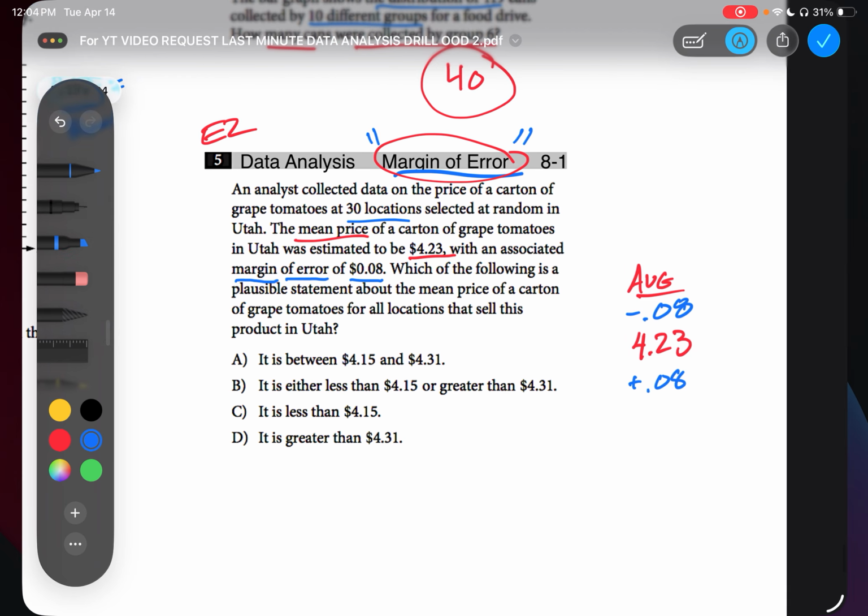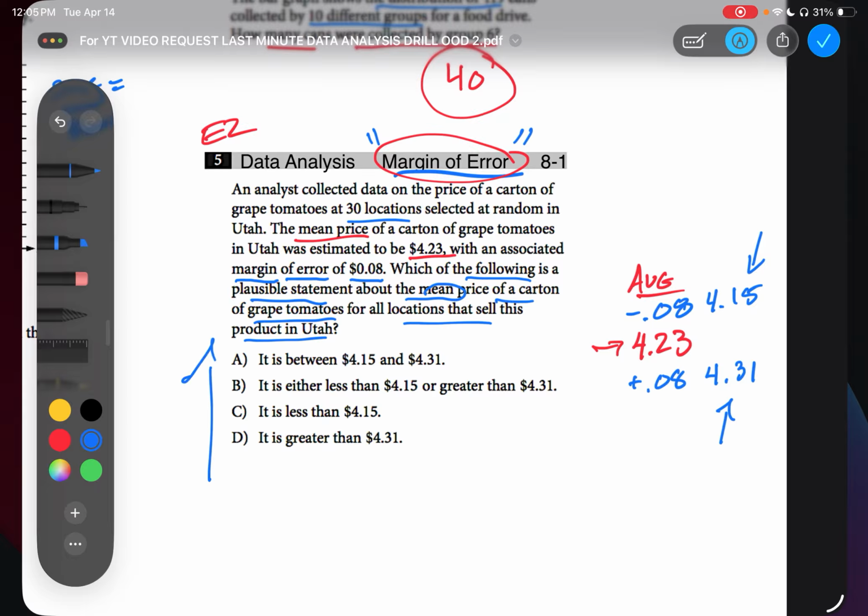So what could be the range of these values? If we added 0.08, that's going to be 4.31. If I subtracted 0.08, that would give us 4.15. We good? All right. Now, which of the following is a plausible statement about the mean price of a carton of grape tomatoes for all locations that sell this product in Utah? The average came in at 4.23, but we could be off a little bit by 0.08. So it could be between 4.15 and 4.31.